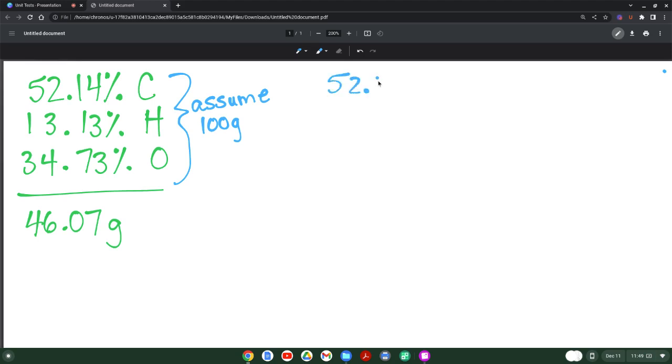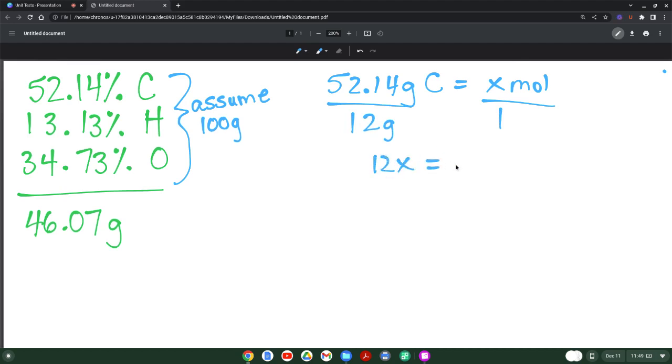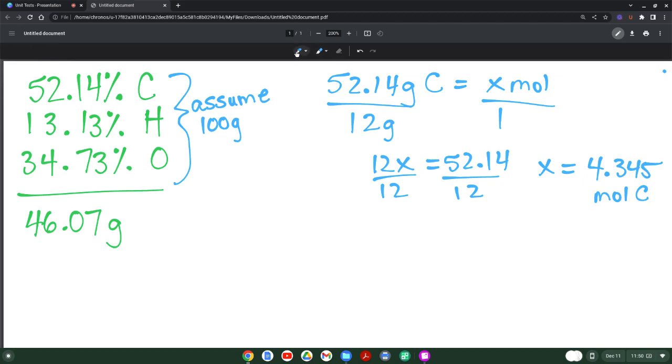So 52.14 grams of carbon is equal to, I don't know how many moles, but I do know that 12 grams of carbon is equal to 1 mole. So this is going to give me 12x and 52.14. Divide both sides by 12 to get x by itself. And this tells me that I am working with 4.345 moles of carbon.